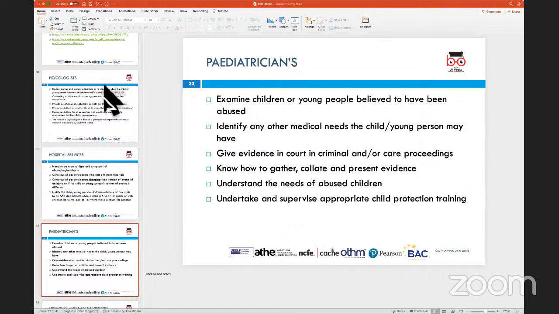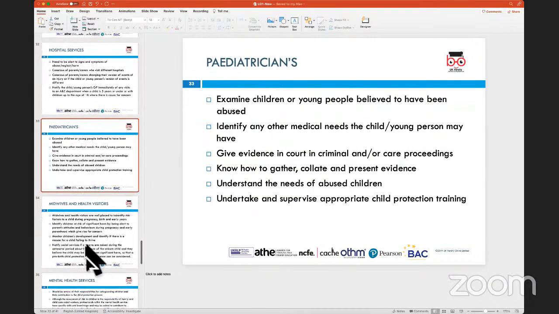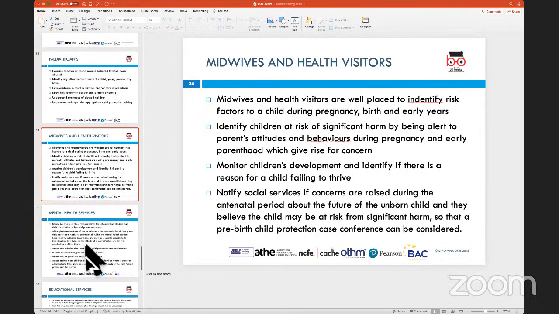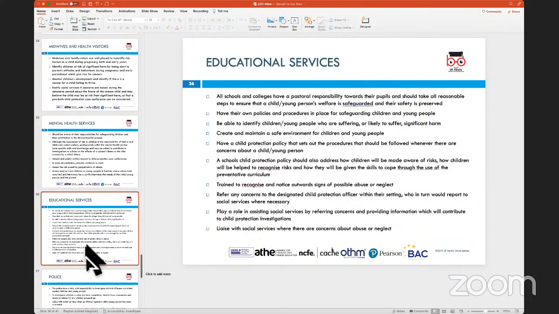We have already crossed an hour and 10 minutes. But if you want to read into some of the other professionals' roles, like psychologists, hospital services, pediatricians, midwives and healthcare visitors, mental health care services, educational services, so nurses or healthcare workers working within schools, because there's always an on-call nurse or a healthcare visitor or a worker in most schools if they need to provide first aid or medication.